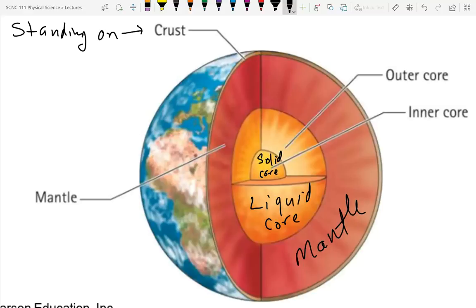Now you might really wonder, how do we know there's a liquid core? How do we know there's a solid core? Not going to go into the waves real carefully, but it once again comes from looking at those seismic waves that we understand there's a solid core.